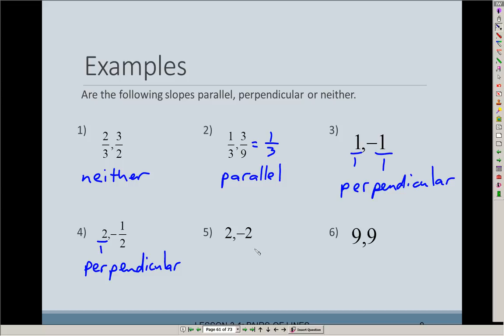What about 2 and -2? Well, the sign changes, but it didn't flip. Each of these is still over 1. That fraction did not flip. We have no reciprocal. This one is neither. They're not equal, and they're not negative reciprocals. For number 6, 9 and 9, well, those are equal. That's easy. They're parallel. Parallel lines have the same slope. Perpendicular lines have slopes that are negative reciprocals.